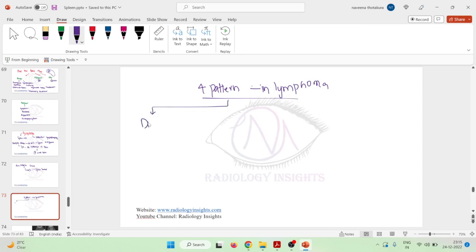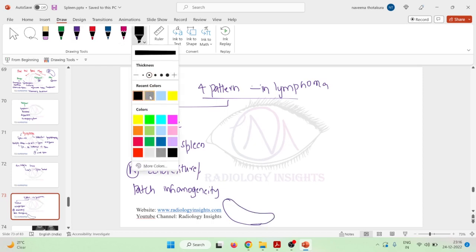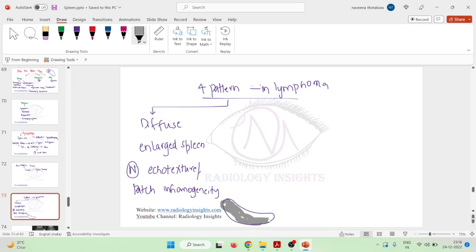One, we might have diffuse involvement of the spleen with an enlarged spleen. The spleen is enlarged diffusely, and there might be normal echo texture, or there can be patchy inhomogeneity, that is, patchy differentiation in echo texture. So this is a diffusely enlarged spleen with almost normal echo texture, or some patchy inhomogeneity. This is pattern 1.